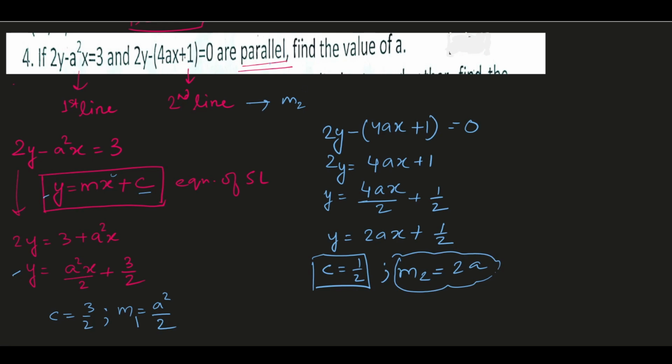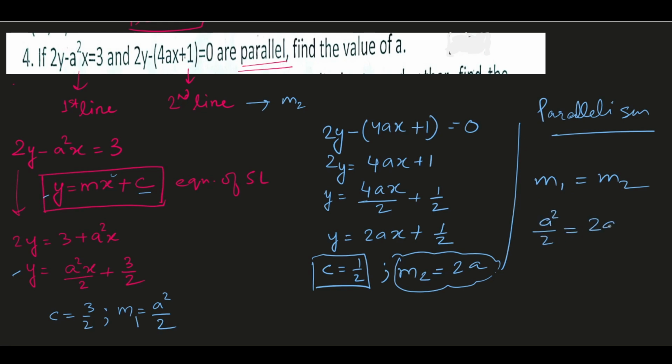Now we know that these two lines are parallel to each other. So the parallelism rule states that m1 will always be equal to m2. It means the slope of the first line will be equal to the slope of the second line. So m1 is a square by 2, m2 is 2a.